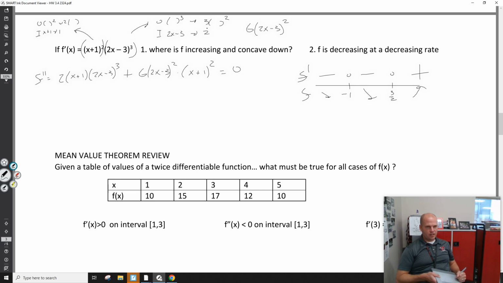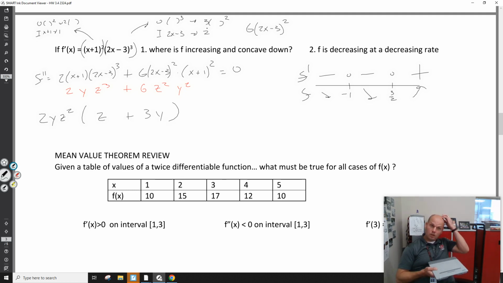Think of this as 2yz cubed plus 6z squared y squared. I can factor out a 2, a y, and a z squared, leaving me with just z and leaving me with 3y. Oh, that's fun. If you are like, Mr. Muster, this is ridiculous, I kind of agree with you.